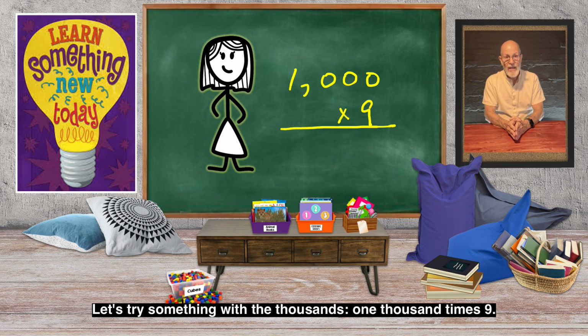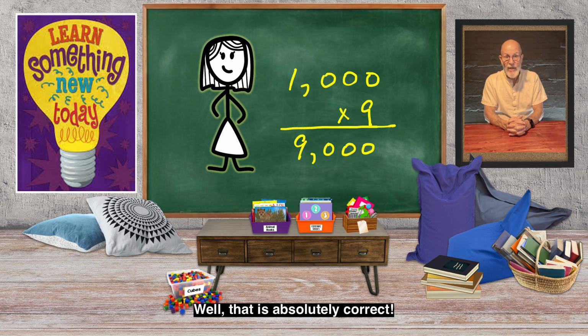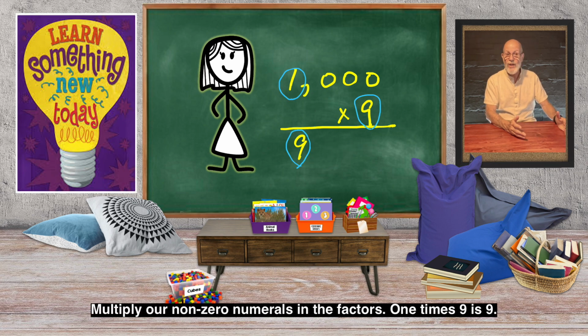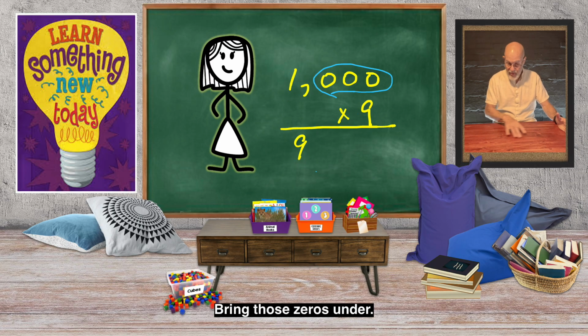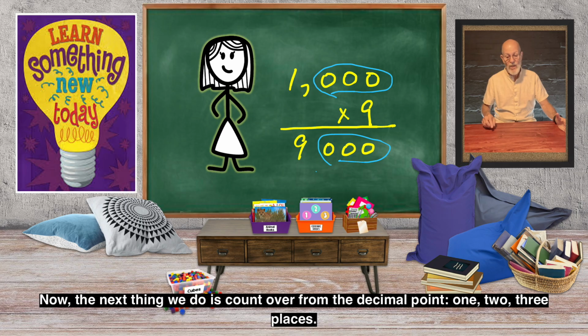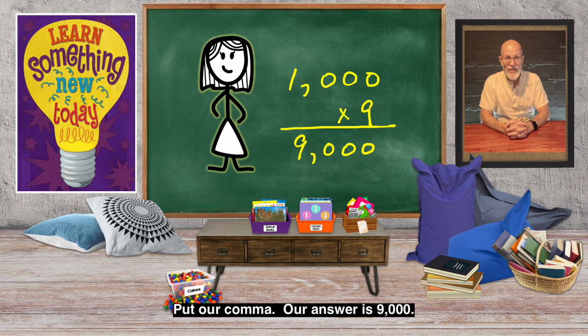Let's try something with the thousands. 1,000 times 9. Think about it. Did you get 9,000? Well, that is absolutely correct. Multiply our non-zero numerals in the factors. 1 times 9 is 9. How many zeros do we have? We have 3. Bring those zeros under. Now the next thing we do is count over from the decimal point 1, 2, 3 places. Put our comma. Our answer is 9,000.